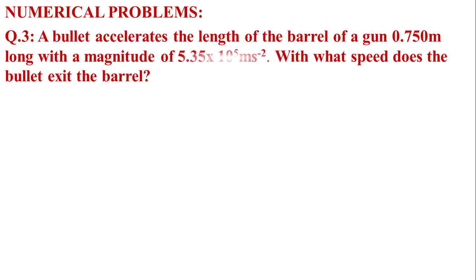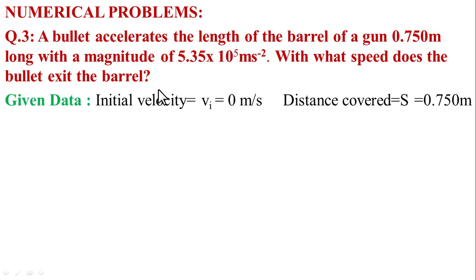Now numerical problem question number 3. In question number 3, a bolt accelerates. The length of the gun is 0.750 meter, with an acceleration of magnitude 5.35 multiplied by 10 raised to power 5 meter per second square. With what speed does the bolt exit the gun? Now, first of all, write the given data. According to the given statement, write the given data.